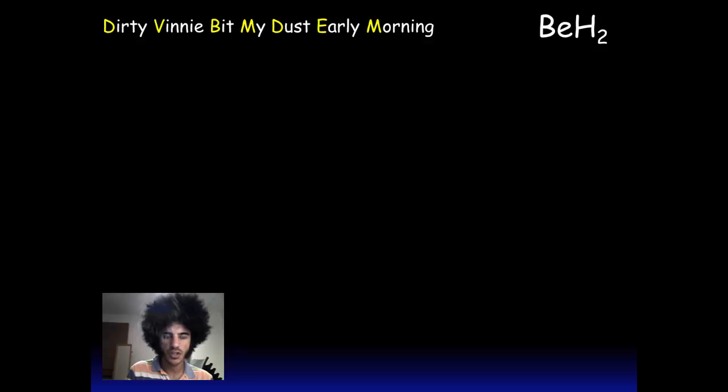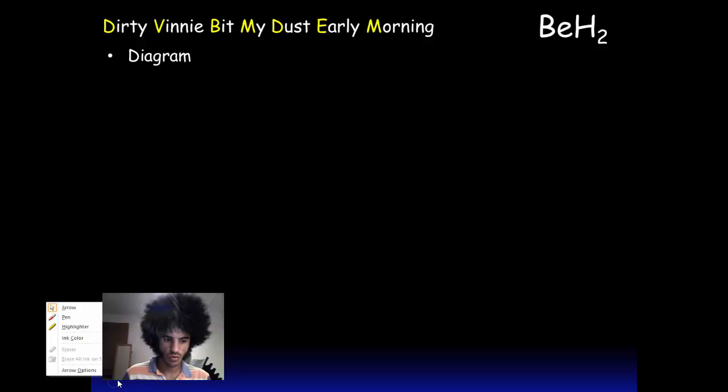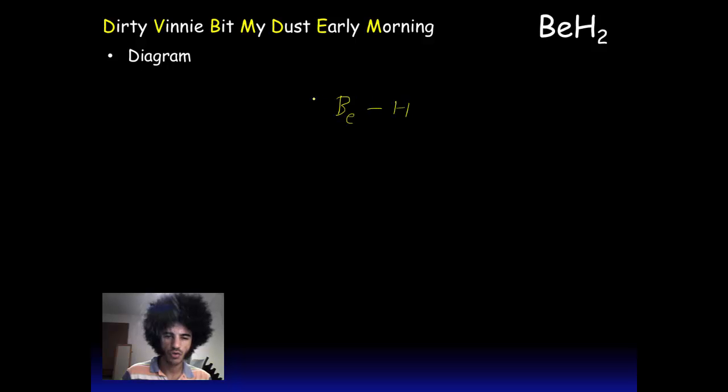So we're going to start with D for dirty, which is the diagram. Now I would assume by looking at this that my beryllium is in the center. So I'm just going to draw what the diagram will look like. So here's my beryllium, and I'm just going to draw my hydrogens either side. Okay, so that's my diagram.